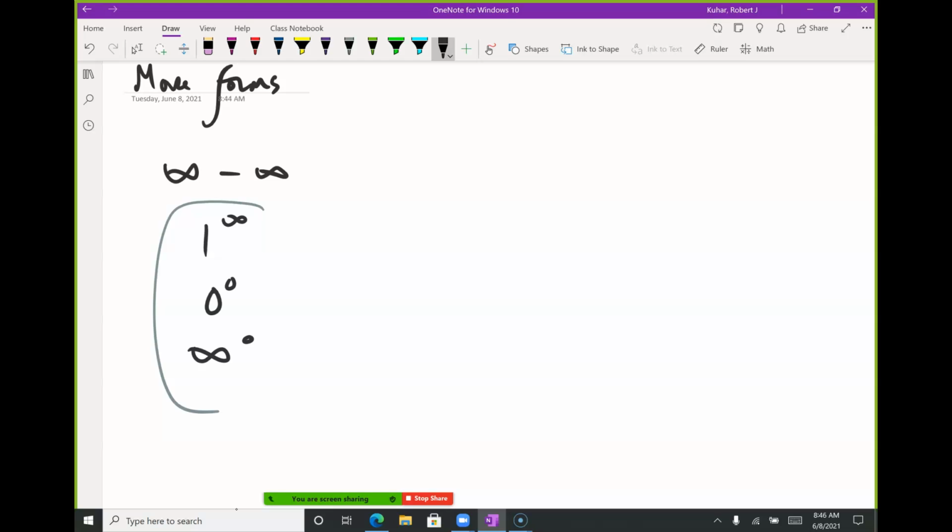So like this is number 43. I've got the limit as x goes to infinity of x to the 1 over x. So you can see as x goes to infinity, x gets very large, right? And 1 over x, as x goes to infinity, goes to 0. So it's this form right here, right? Everybody with me?